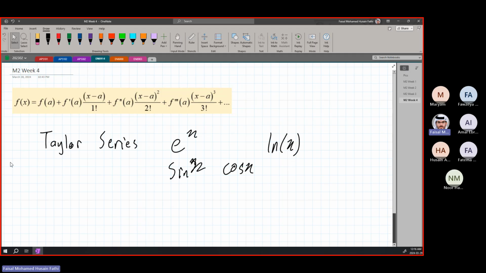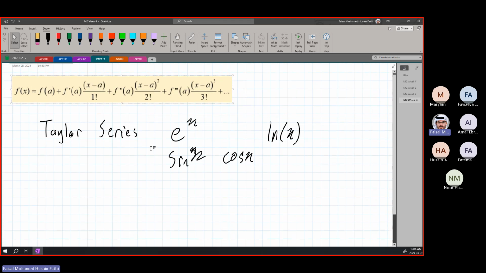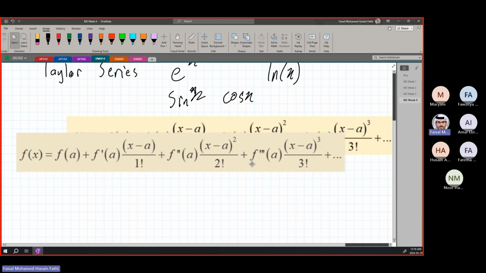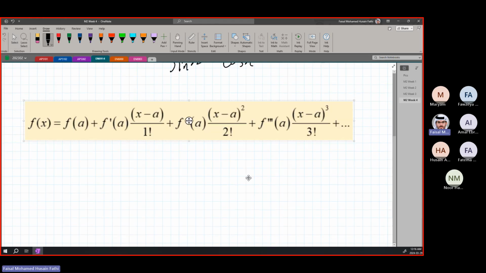So if we want to apply this, let me explain what this equation actually means. It's very straightforward. So we have a function f of x, any function f of x. It's going to be f of a. A is the center value, the point that you are trying to find the function close to. So for example, a value like 3 or 5 will be given to you in the question in the case of a Taylor series.